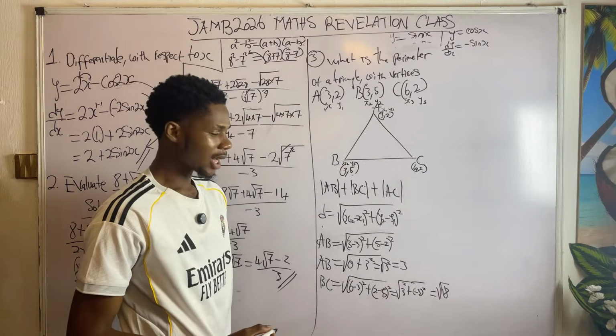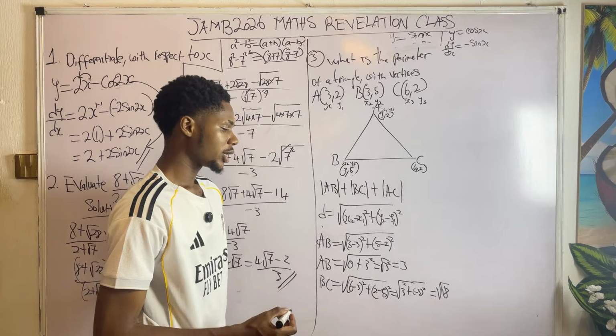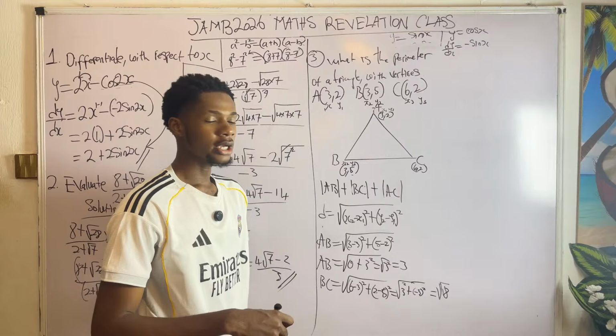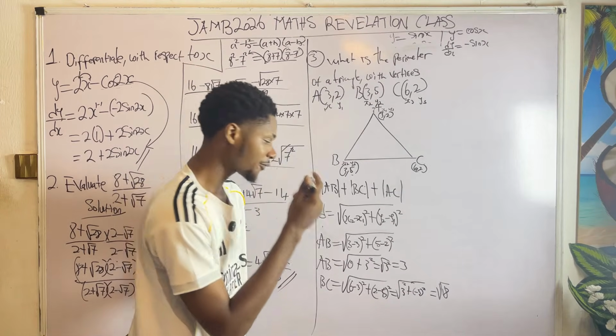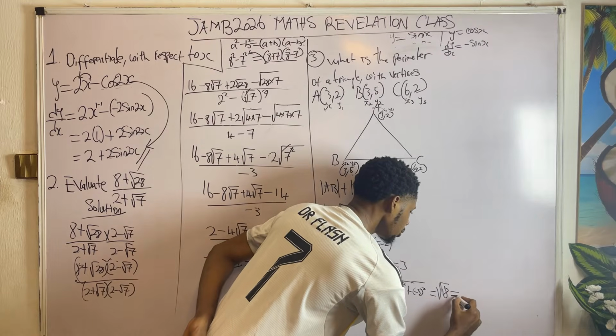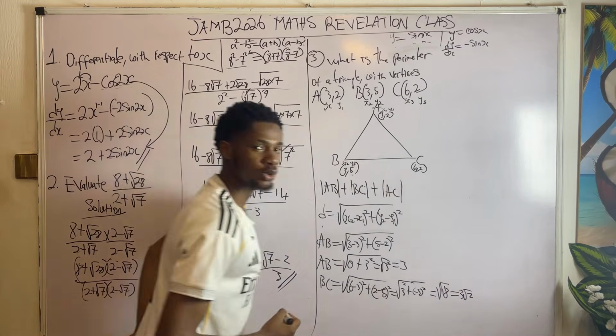Now we can break it down using surds, right? What's the square root of 18? 18 is 9 times 2. Okay, so we break down the square root: 9 times 2, the square root of 9 is 3, so you have 3 root 2. So you have 3 root 2 for that particular distance.